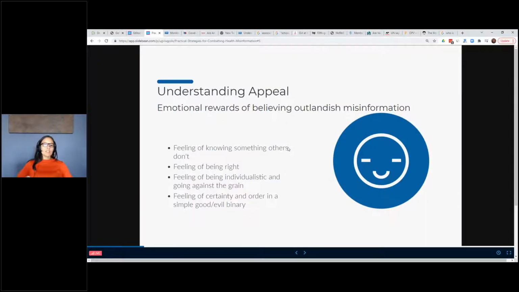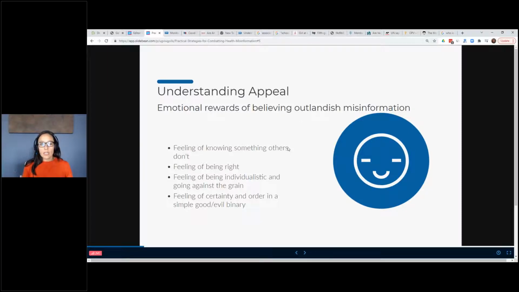So next one says understanding appeal. Some of the examples I'll show you today are really outlandish. So we'll talk about the emotional rewards of believing outlandish misinformation. Some folks use the term conspiracy theories. I try to avoid the term because no one thinks of themselves as a conspiracy theorist. It's pejorative and derogatory. People like to think of themselves as critical thinkers.